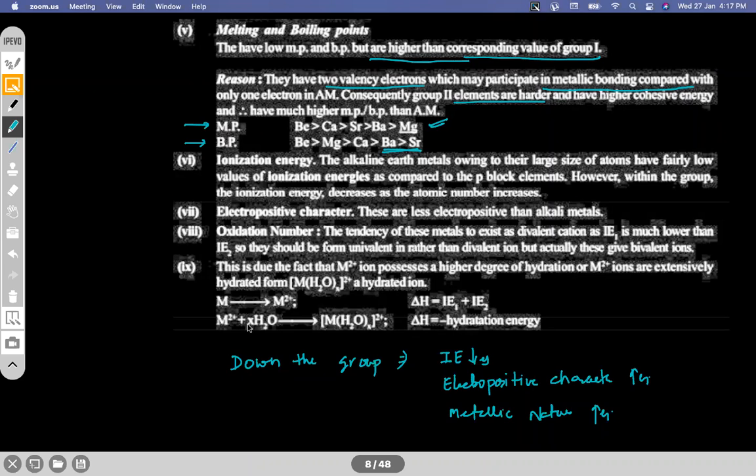So first of all, what we require? We have to convert M into M2+. So for this, we require ionization energy, IE1 and IE2. And then if you dissolve this in water, then hydration energy evolves. Okay, so total energy here is this plus this for this hydration process.